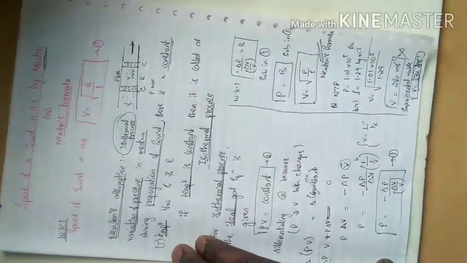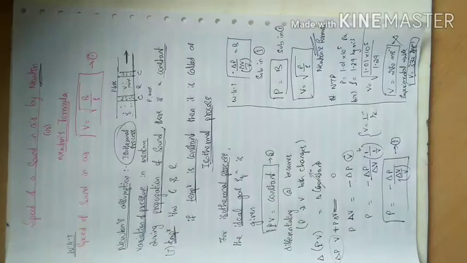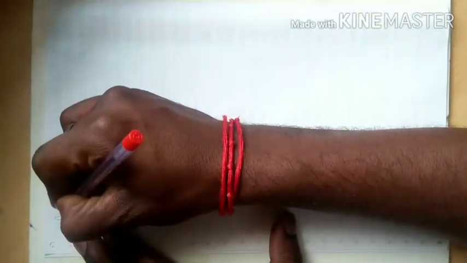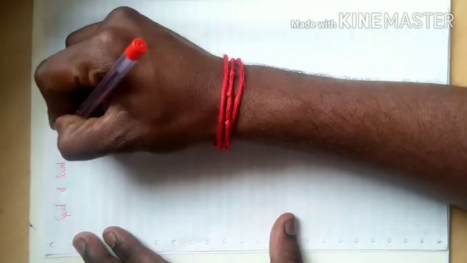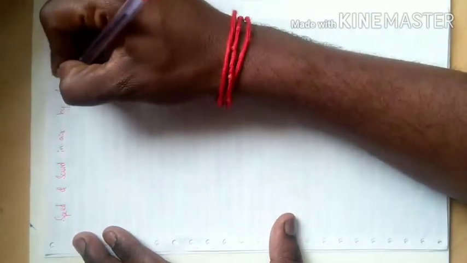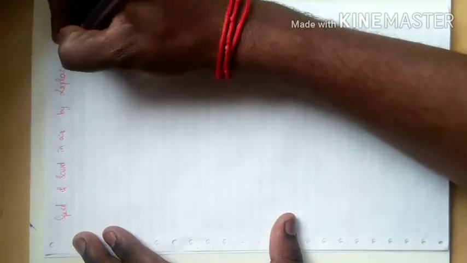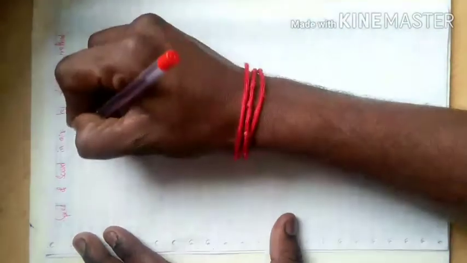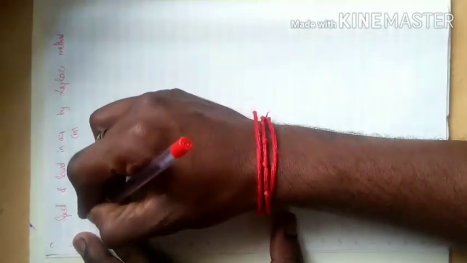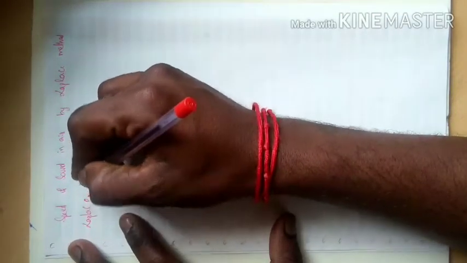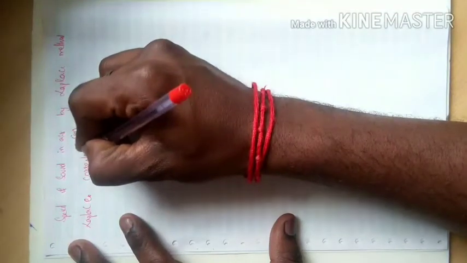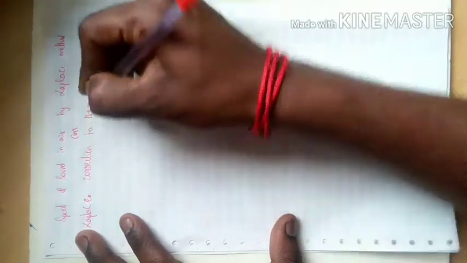Now another person comes forward to correct Newton's formula, by the name of Laplace. That is what we are going to see now. Now we are going to see again the speed of sound in air by the Laplace method. This is also called the Laplace correction to Newton's formula.